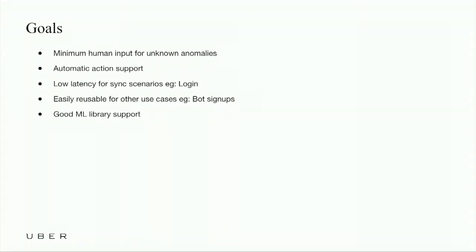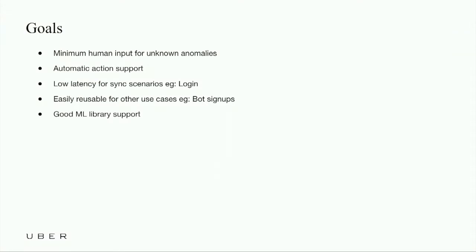Automatic actioning support, what I mean by that is once we do detect something bad is happening, can we automatically take an action on top of it? You can think of a password reset being one of them. Throwing a challenge to the login attempt being another one of them. A second factor auth, showing a CAPTCHA, things like that. Low latency is extremely important because these are synchronous scenarios for a lot of people. They're actually waiting to log in and take Uber rides. So it has to be a very low latency system.